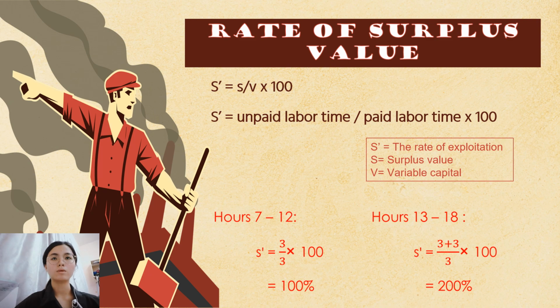In this example, used in the figure before, for hours 7 to 12, the rate of surplus value is 100% because surplus value equals 3 and variable capital equals 3. If the working day has been extended to 18 hours, the rate of surplus value would have been 200%.